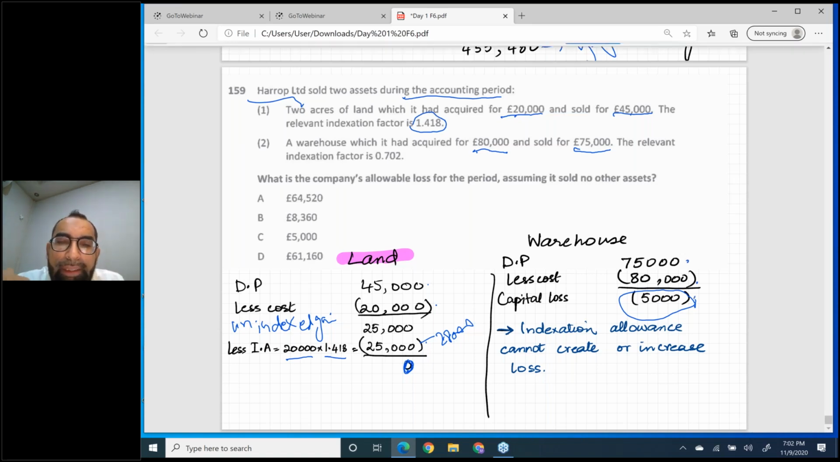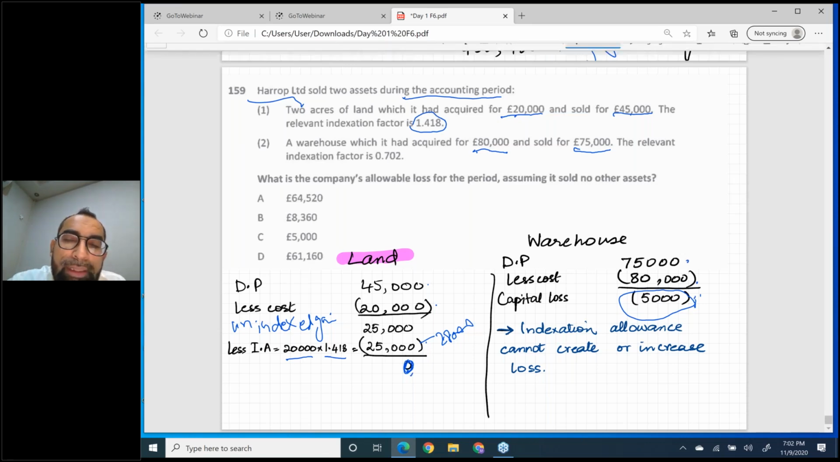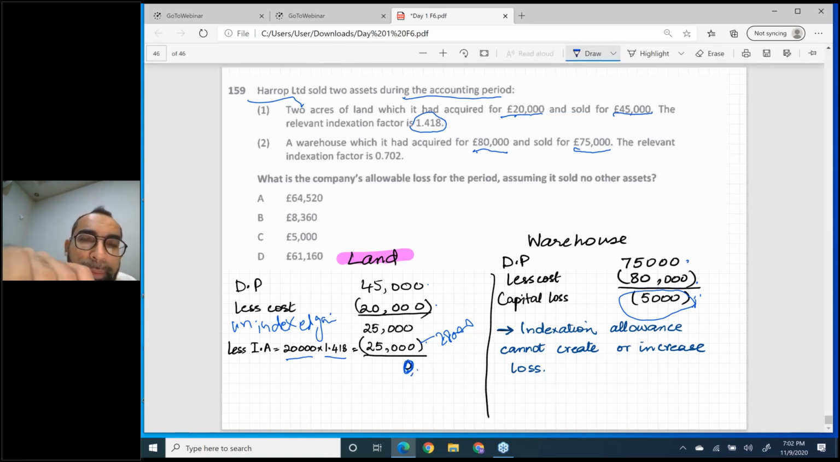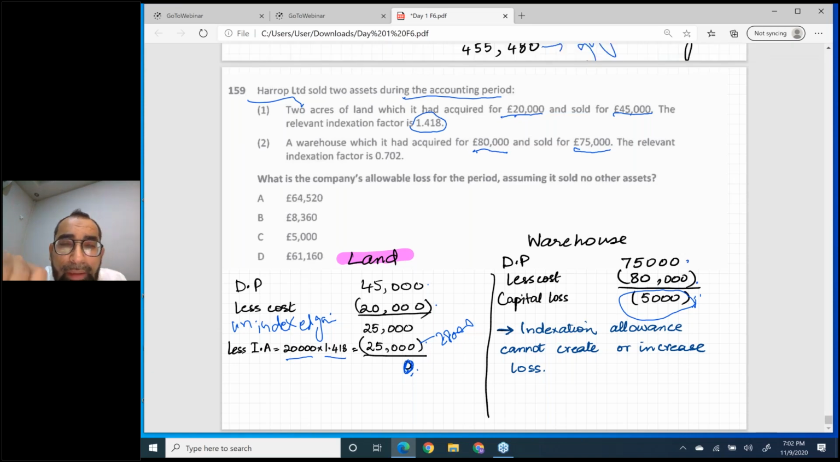So look at the whole picture: the first answer is 0 and the second answer is negative 5,000. Now read the requirement: what is the company's allowable loss for the period, assuming it sold no other assets. This is answer C. 5,000 is the capital loss.